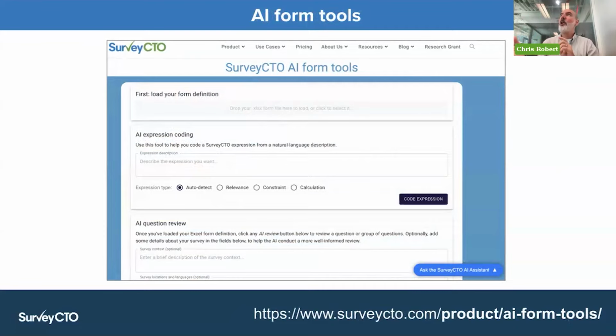And so over time, as this stuff moves into the product, you won't have to upload your form definition, right? If you're in the form designer and you say, has had a pap smear in the last year, it's going to know what form you're working on, so you don't have to take that extra step to upload. Same with reviewing a question for bias or for translations or anything else. You'll be able to just click to do that directly in the form designer as opposed to having to go somewhere separate. And there's lots of other examples of how we're planning to do that.